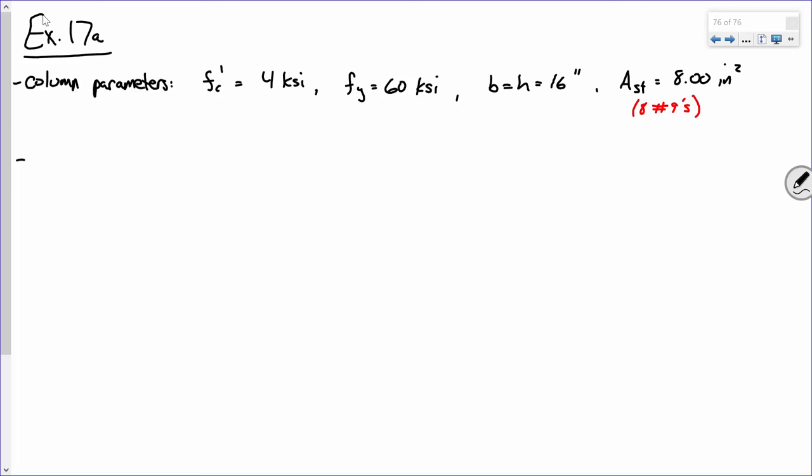All right, so the computation of the design capacity is actually pretty short for this short column. We are dealing with a rectangular, or square, tied column. So what is phi and alpha? Alpha accounts for the fact that you have unintended eccentricity.